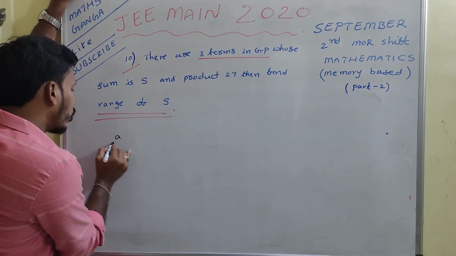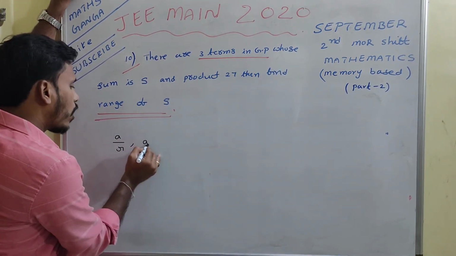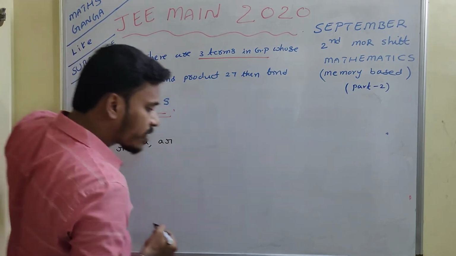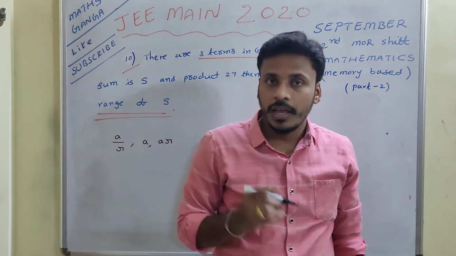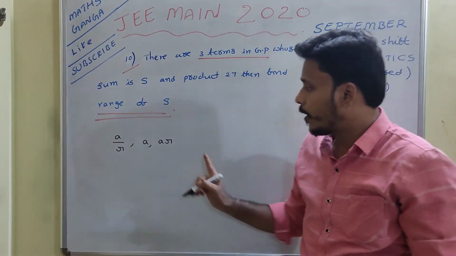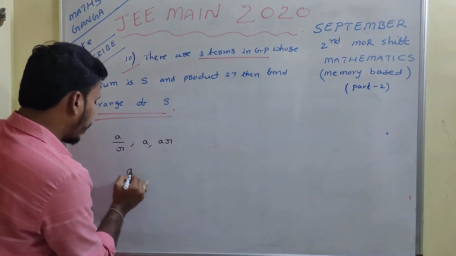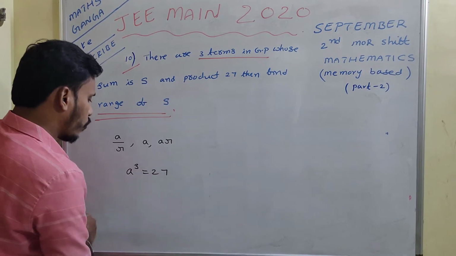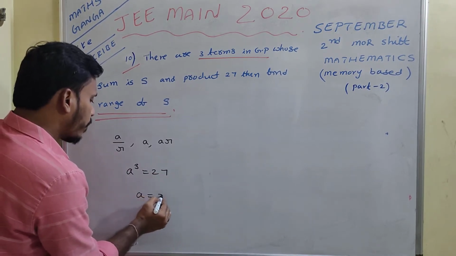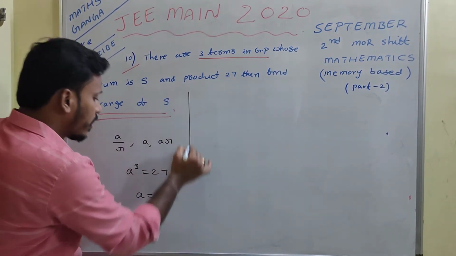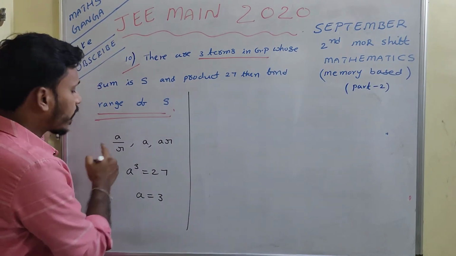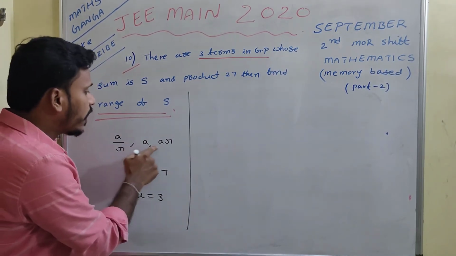We will consider those 3 terms as a/r, a, ar as 3 terms of the geometric progression. Since the product is given as 27, the product of these three terms is a cube. a cube is 27, and clearly a equals 3. Since a equals 3, what are the terms? 3/r, 3 and 3r.